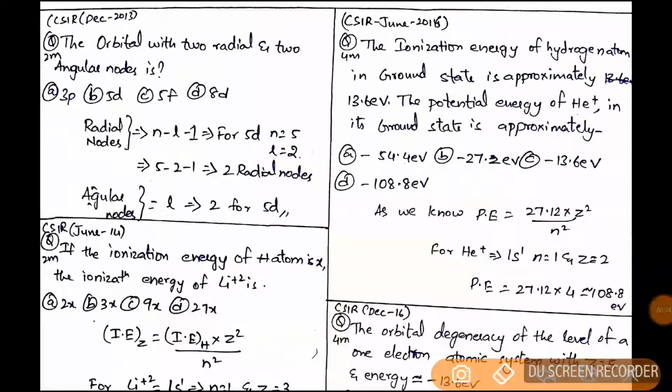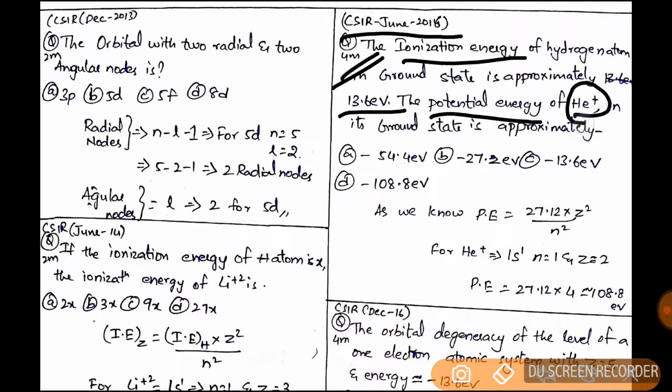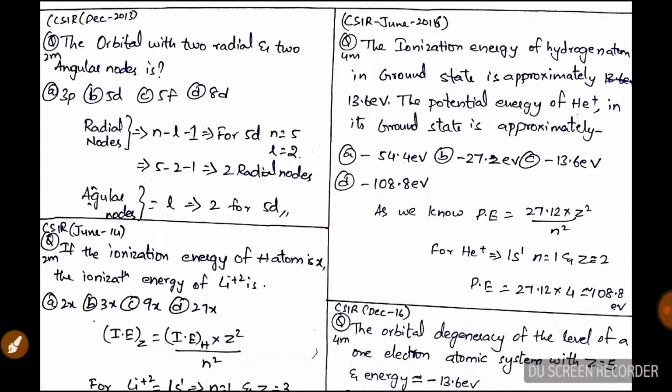Coming to the right side of this box, that is the CSIR June 2016 question. This question is asked for 4 marks, guys. The ionization energy of hydrogen atom in ground state is approximately 13.6. They have given this ionization energy, and they ask for the potential energy of helium plus ion in ground state approximately. So these are the options that have been given here.